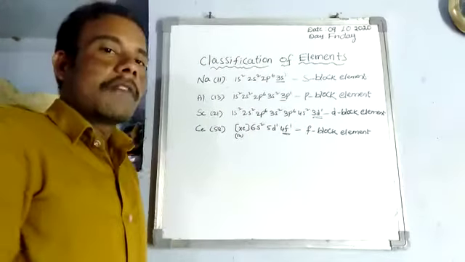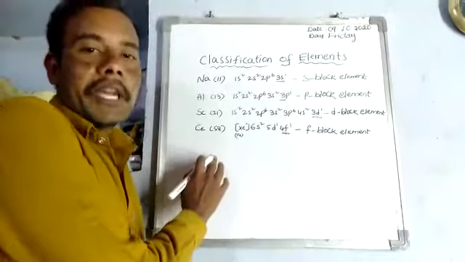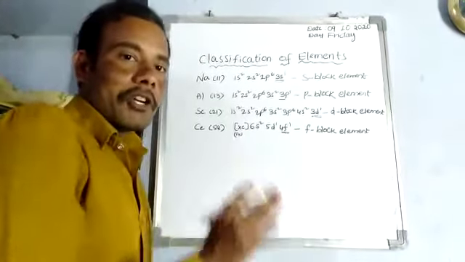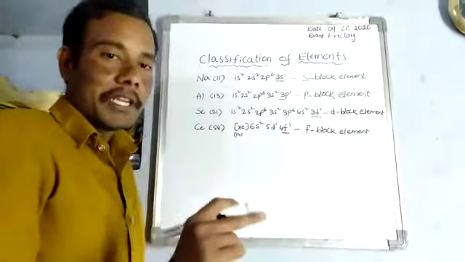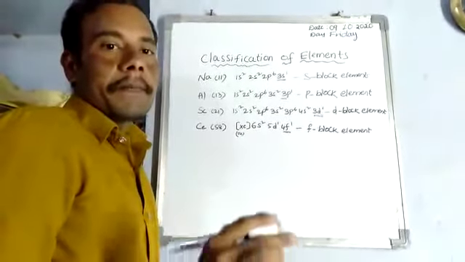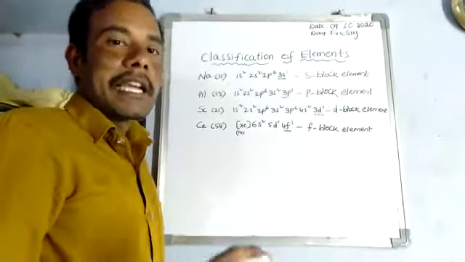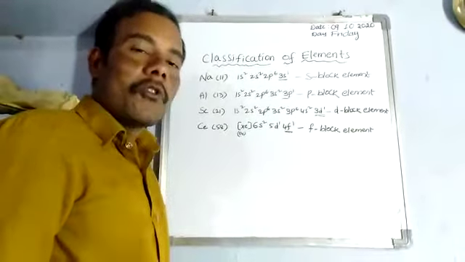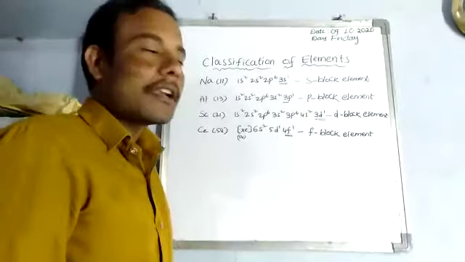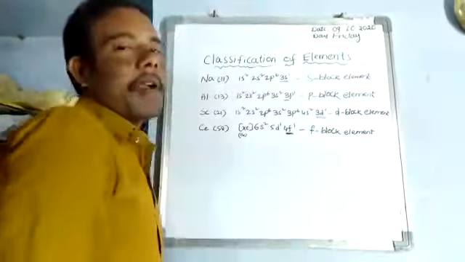Now the last example I am taking is cerium. Cerium atomic number is 58. The electronic configuration is [Xe] 6s2 5d1 4f1. Here the differentiating electron or the last coming electron enters into the 4f orbital of the valency shell. So this belongs to f block element.